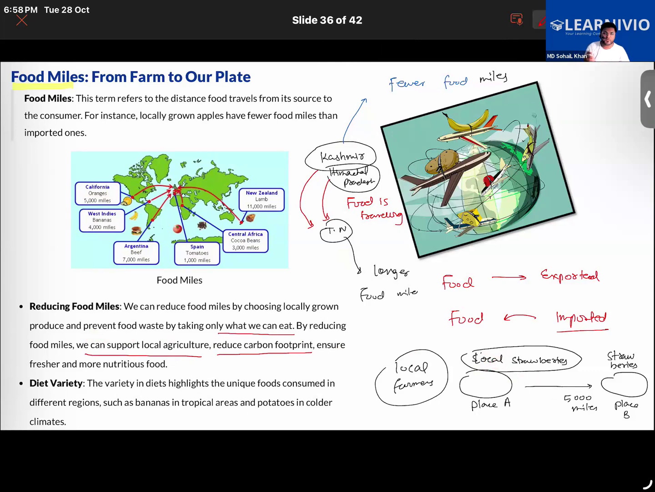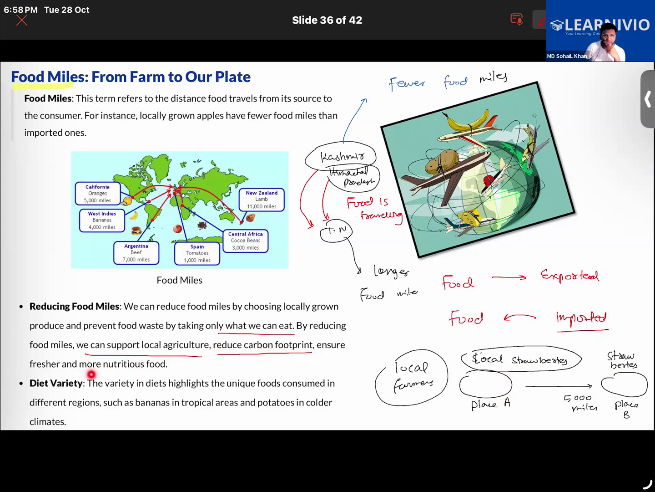Because suppose, for example, if you are eating imported apples, is that fresh? That is not fresh, no? That will usually be a month old. That may be a month old, suppose, or it may be 2 or 3 weeks old. But if I don't import some food item, I basically consume the local strawberry, so this will be fresher than the imported strawberry that will take a long period of time to come to my place. That's the thing.